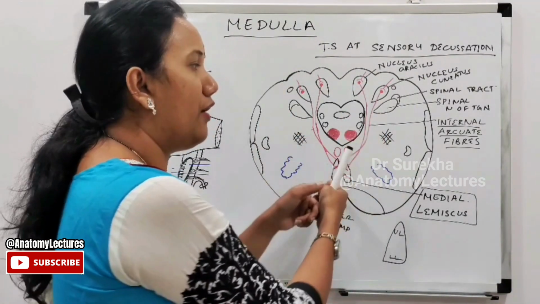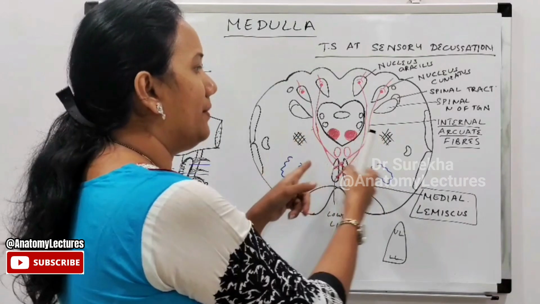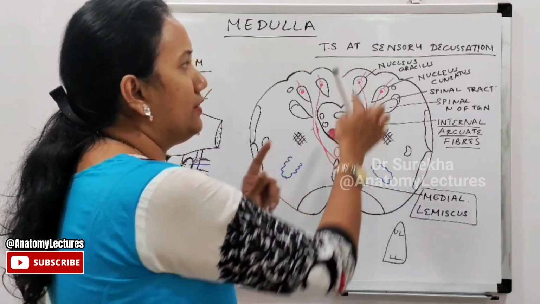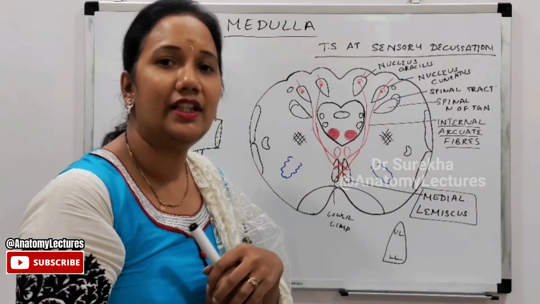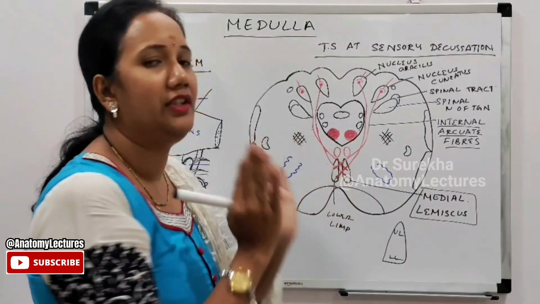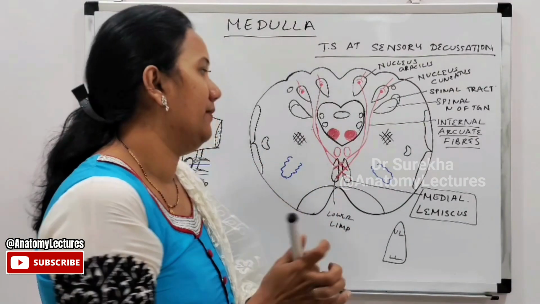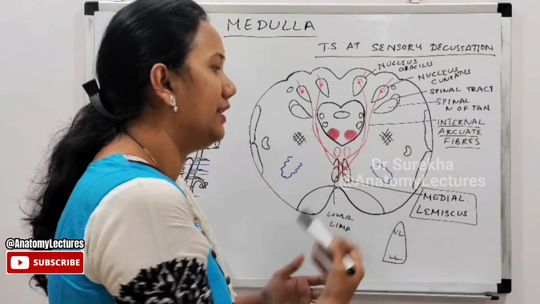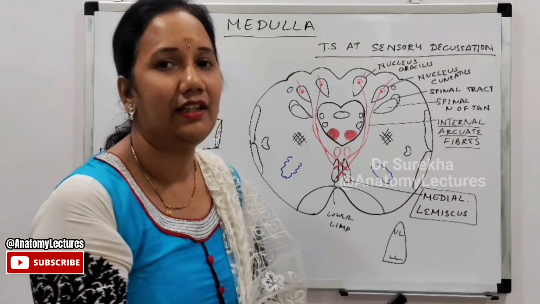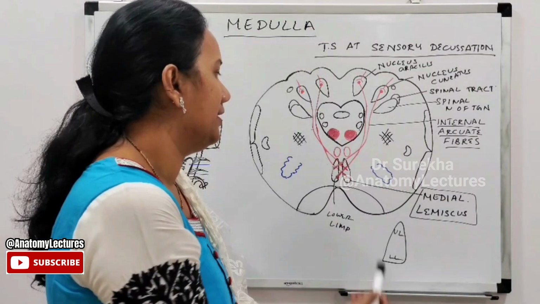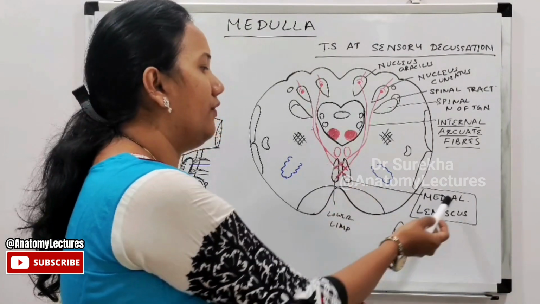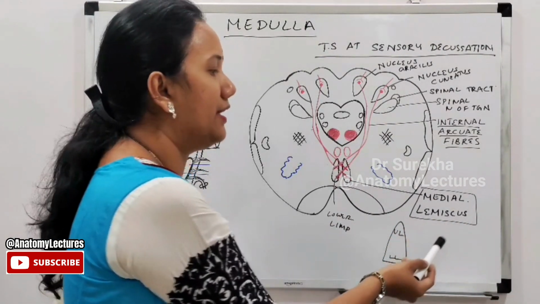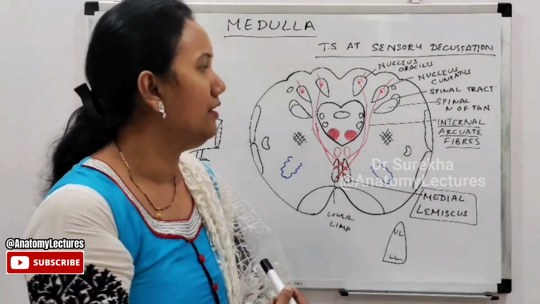That is because of the crossing over of these fibers. These fibers are referred to as the internal arcuate fibers. So this crossing over is what we refer to as the sensory decussation. This is the important feature occurring at this level. After they cross over, they ascend upwards and finally relay in the corresponding thalamus. While ascending, they form this medial lemniscus. So that is how the important part, the medial lemniscus, is formed.